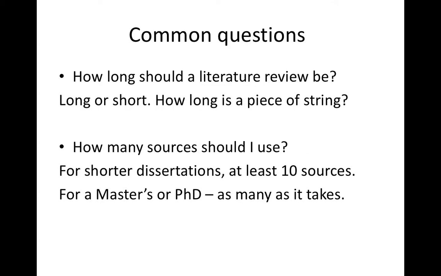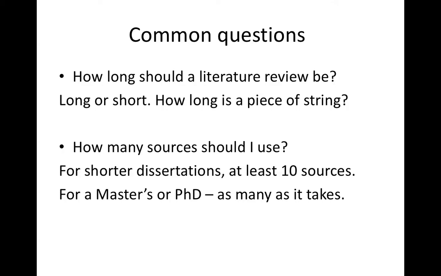Common questions that I get asked: how long should a literature review be? Should it be long or should it be short? My answer is, how long is a piece of string? For undergraduates, I think the general guidance is anywhere between 2,500 to 5,000 words. But again, it depends on how much literature is out there, how much you can talk about it. You can't make stuff up for a literature review. So if there's not a lot out there, you can't really write a lot.